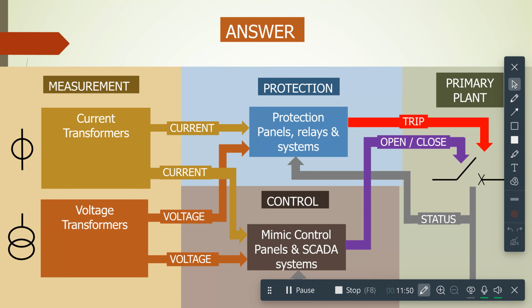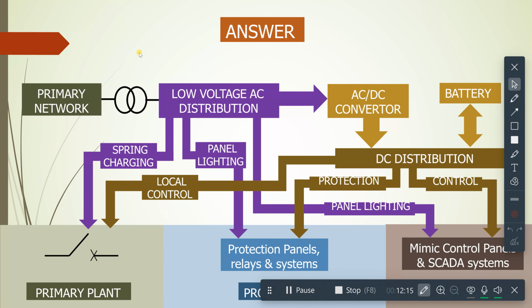If you think about the previous slide, the one that I did not talk much about is the auxiliary system. This basically sits in the background to keep the protection and control system working. So here in the next slide, if you see, we have a primary network, low voltage, AC-DC converter and battery. I will explain each and every part just for a very basic overview.